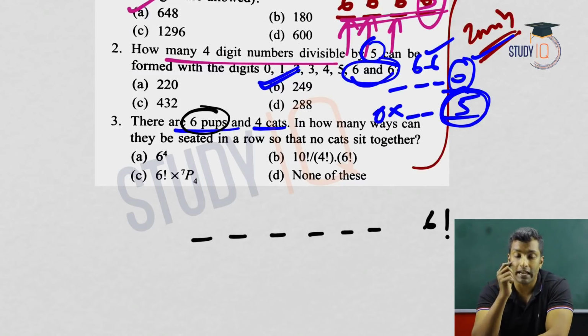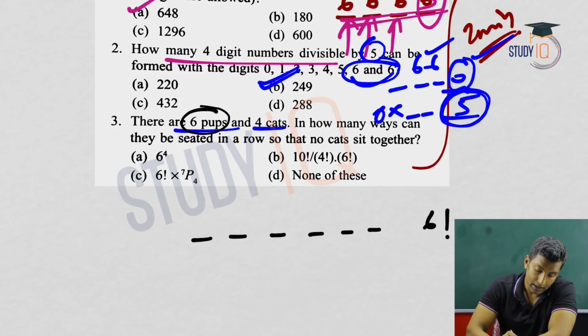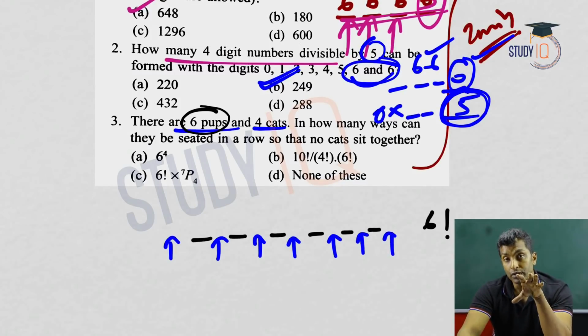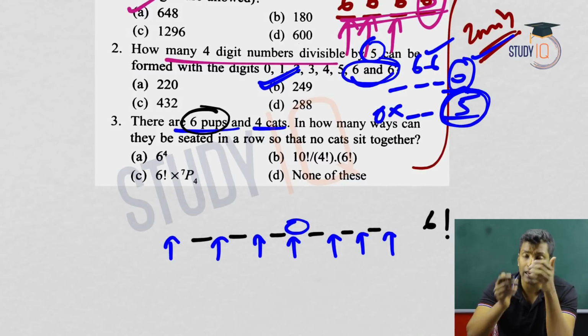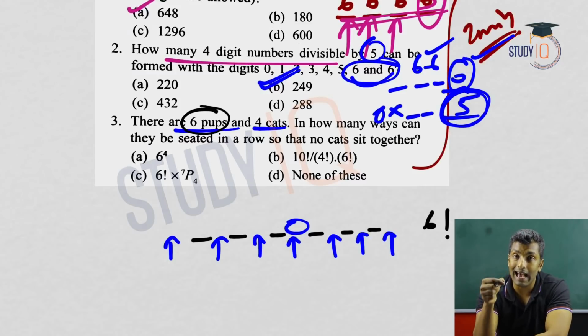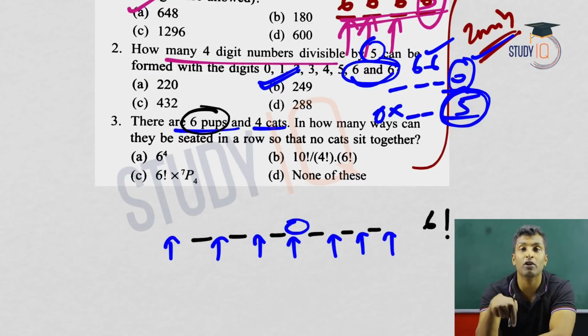Once you have done with this arrangement, what is actually going to happen? You can visualize here. You got a place here, a gap here, a vacancy here, a place here, here, and here. Now to satisfy the condition, I can't keep 2 cats together, then the condition is violated. The condition is no cats should sit together. So if you need to satisfy the condition, I need to keep my cats in any of these places, and only 1 cat in each place.